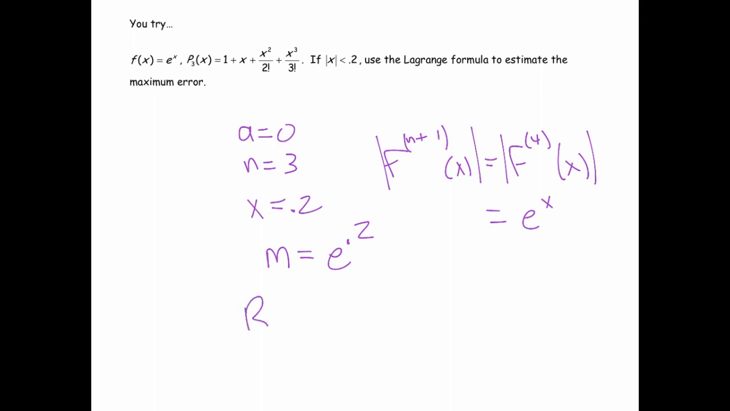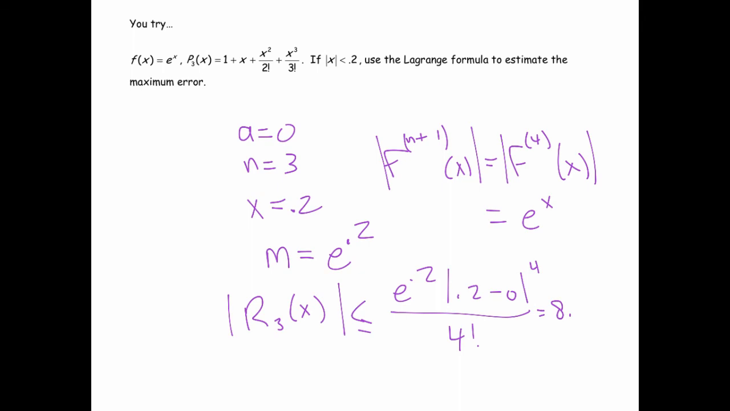And so therefore my error should be less than or equal to e to the 0.2 times 0.2 minus 0 to the 4, divided by 4 factorial, which is 8.143 times 10 to the negative 5th.